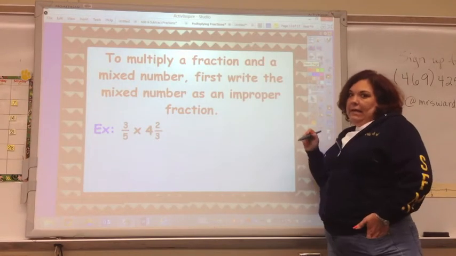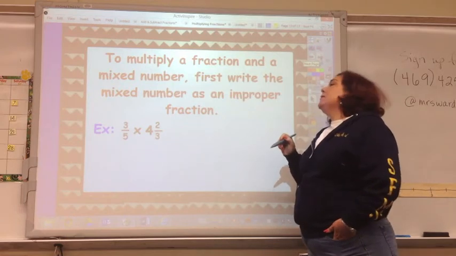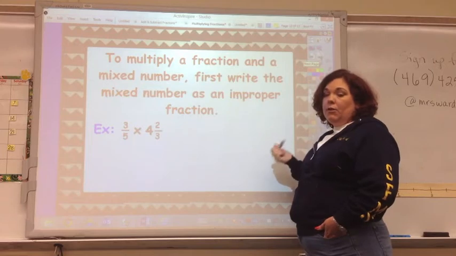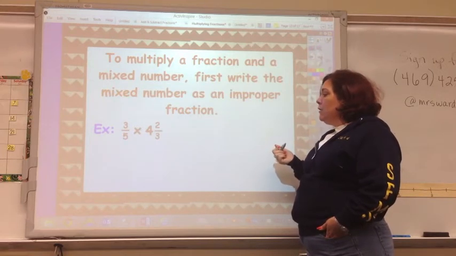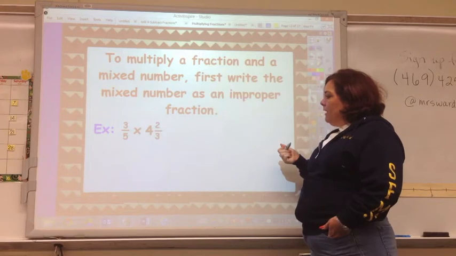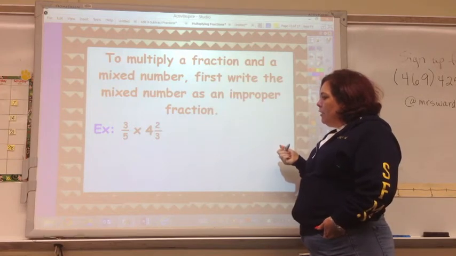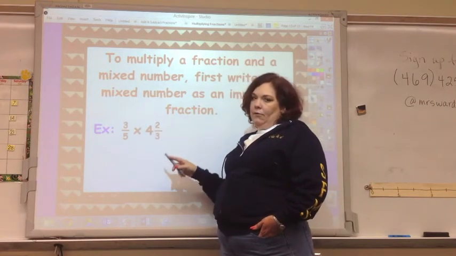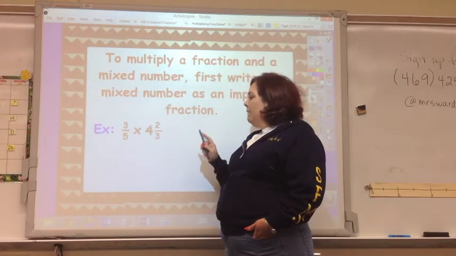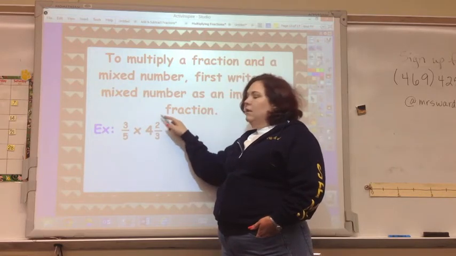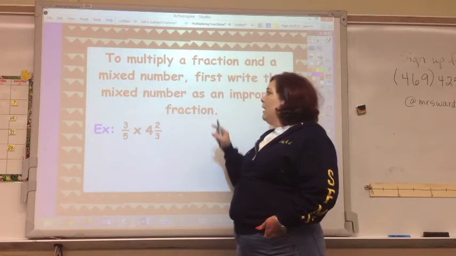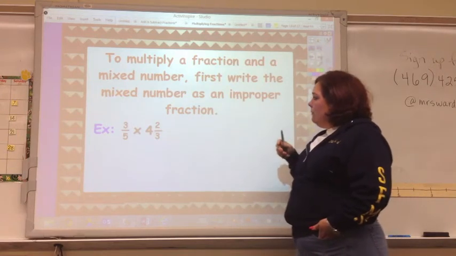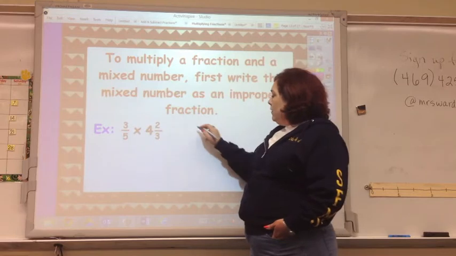Now, the last thing that you're going to learn to multiply is a fraction times a mixed number, or 2 mixed numbers times each other. So this is going to be a fraction times a mixed number. So you cannot multiply this separated out. You can't do that. So you have to turn it into an improper fraction. That's what this says. To multiply a fraction and a mixed number, first write the mixed number as an improper fraction.